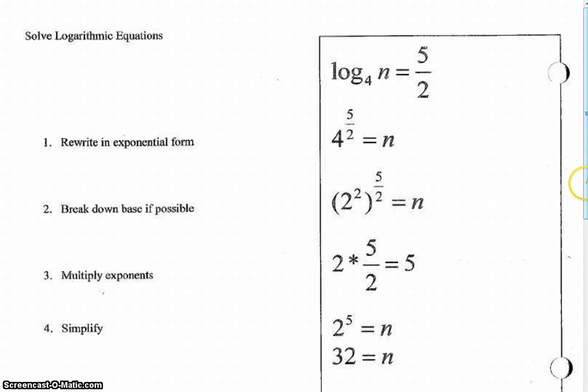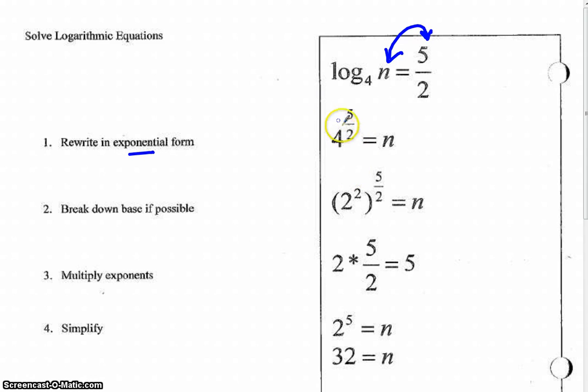Going to the next page. If they want you to solve a logarithmic equation, they've given everything to you and you're just solving it. First step is rewrite it in exponential. 4 is still your base, and then you swap these other two numbers, and it becomes 4 to the 5/2 equals n. Then you got to remember what we learned in the exponential unit. Anything to a fraction power is going to end up being a root.